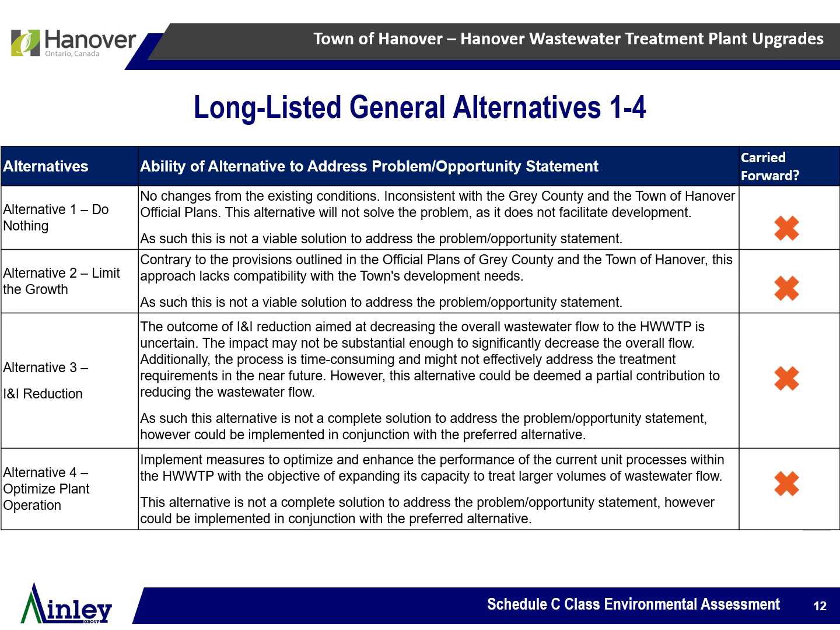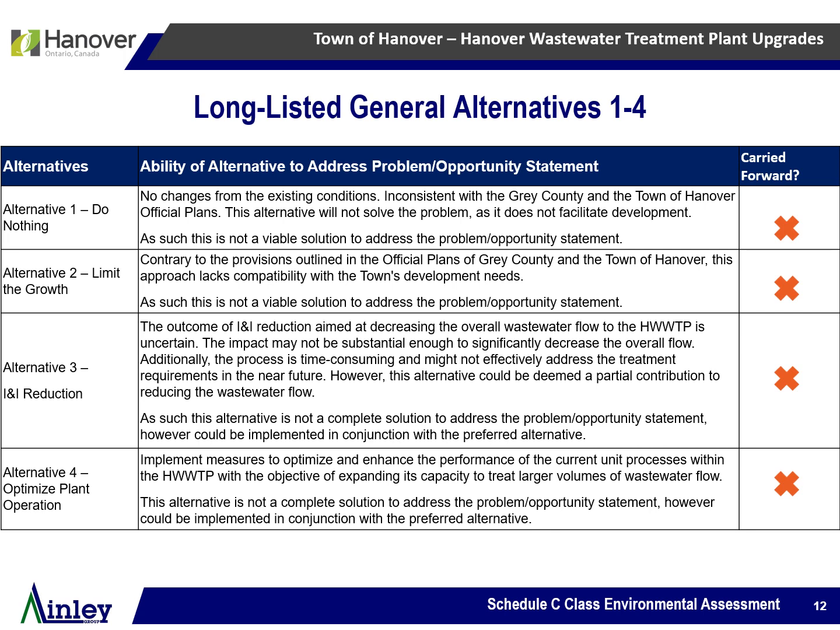The following two slides present the general alternative solutions that were considered to address the problem and opportunity statement. Alternative 1, do nothing. This alternative involves no changes from the existing conditions. It is inconsistent with the Grey County and the Town of Hanover official plans. This alternative will not solve the problem as it does not facilitate development. As such, this is not a viable solution to address the problem and opportunity statement.